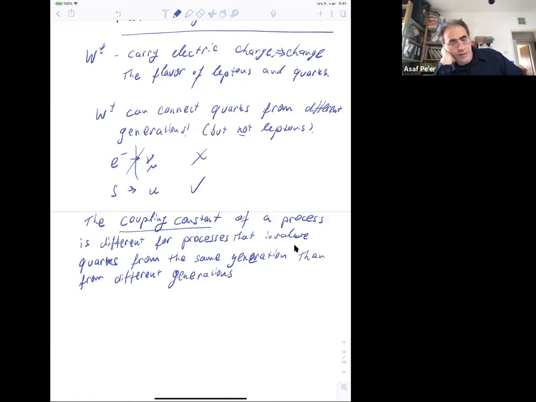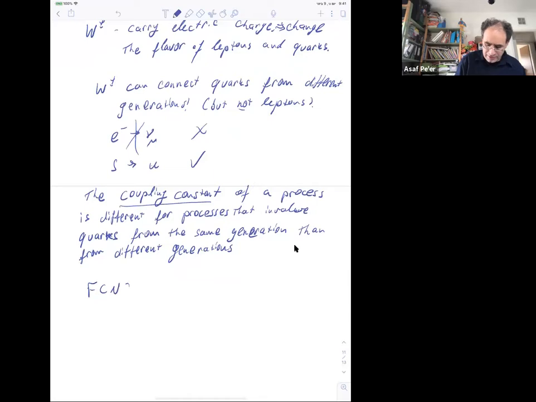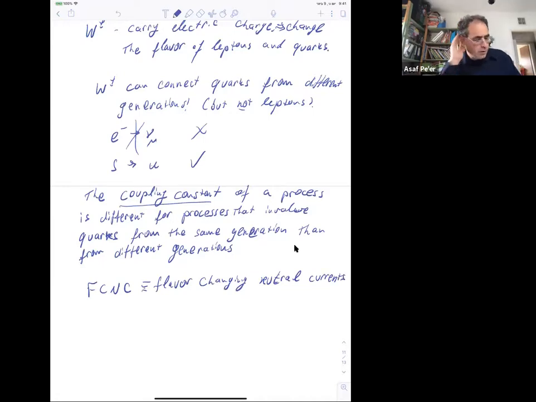Now, this can only happen by the charged weak current, right? There are no flavor changing neutral currents. That's called FCNC, flavor changing neutral currents. They have never been seen in experiment.